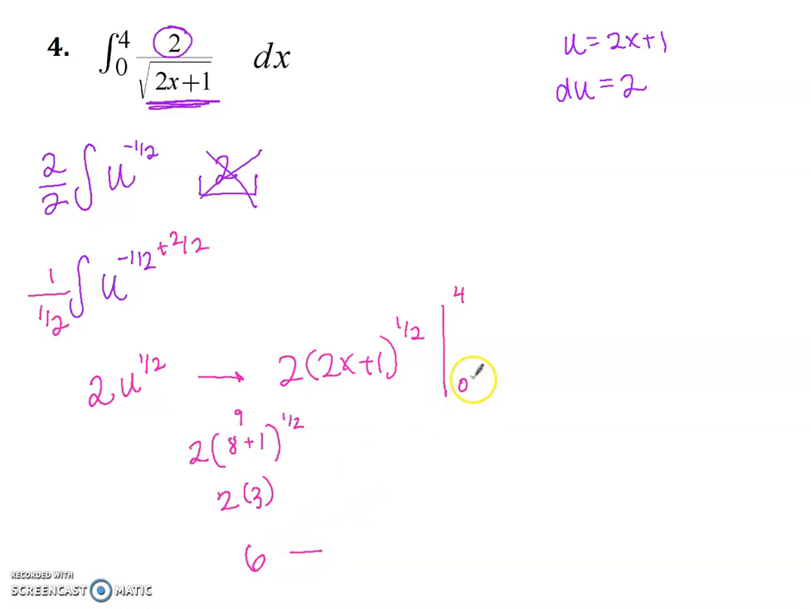Then I'm going to subtract whatever I get when I plug in 0. So that's 2 times 0 is 0, so 0 plus 1 is 1, to the 1/2. The square root of 1 is 1, so that's 2 times 1, which is 2. And then 6 minus 2 is going to give us 4 for our final answer.